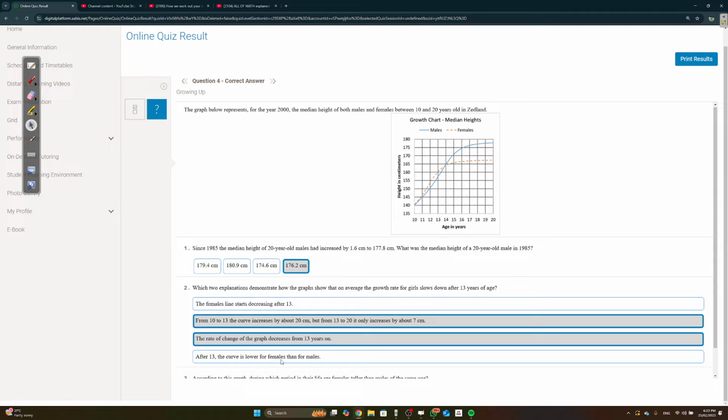After 13, the curve is lower for females than for males. Okay, why is this wrong? Because from 13 to 14, is it lower? No, from 13 to 14, it's higher, so you can't say that.